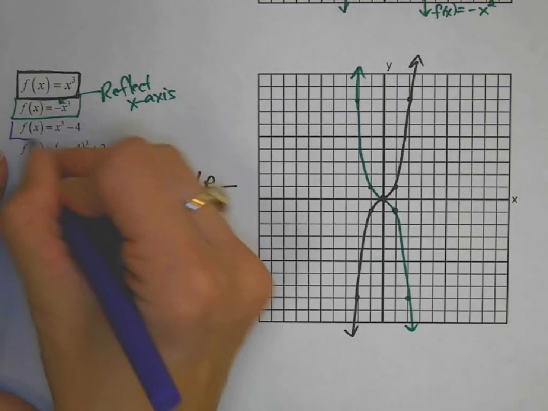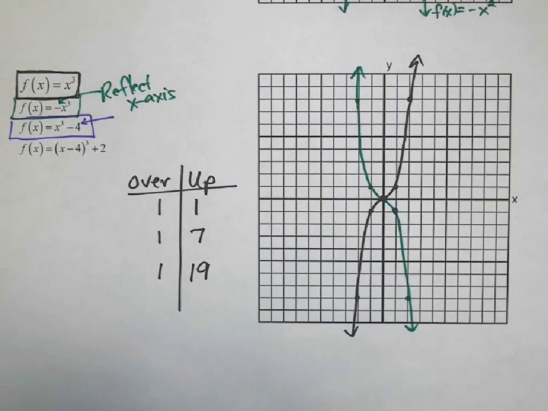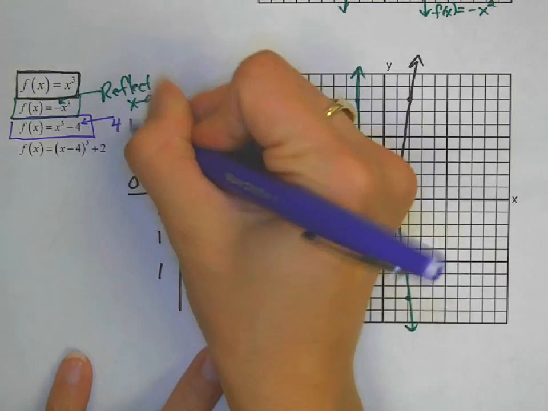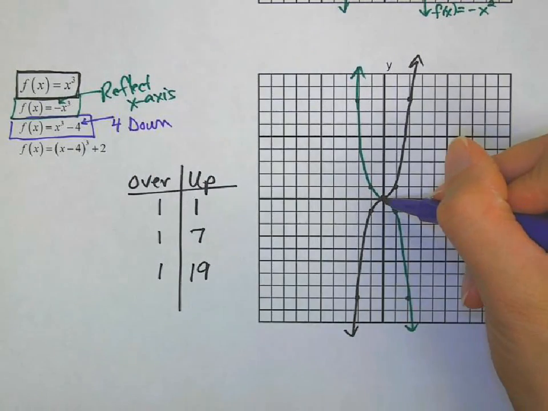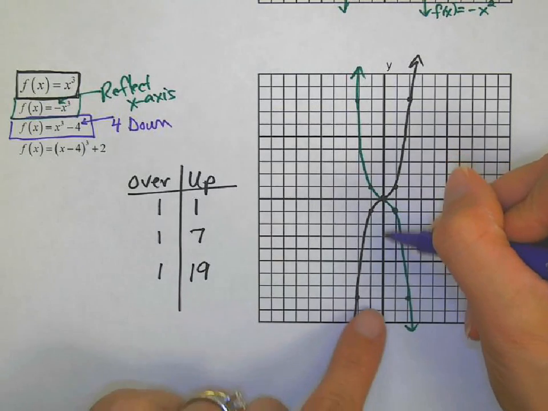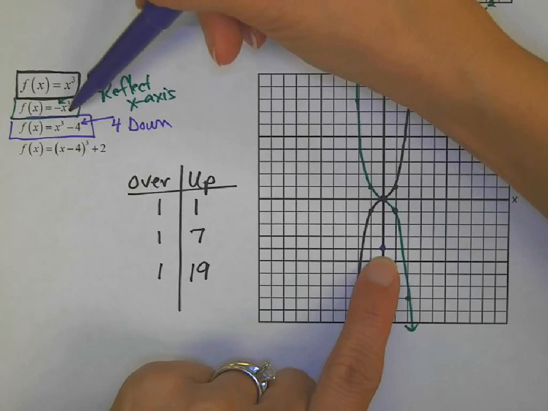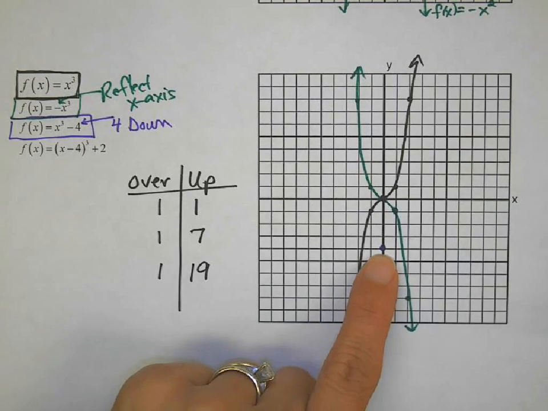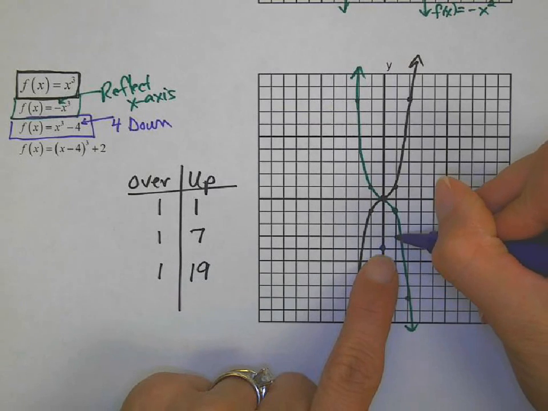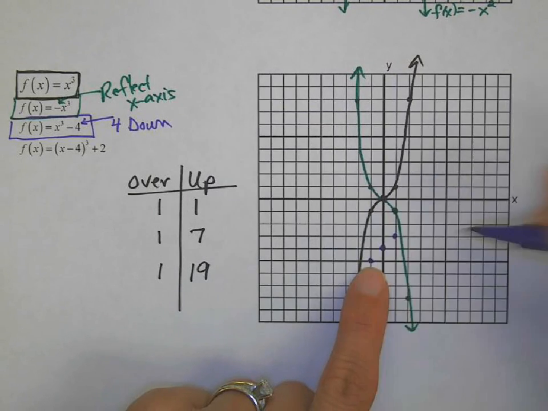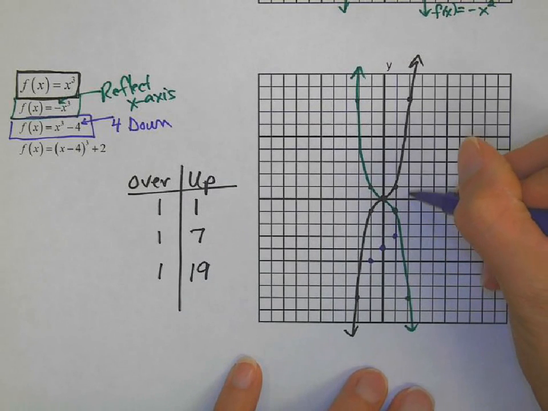Okay, number 3. I've got x cubed minus 4. That 4 wants me to shift down, 4 units down. So your starting point, which used to be on the origin, is now 1, 2, 3, 4 units down. Are there any other transformations? Nope, that's the only one. So we're going to go ahead and start our growth chart. Over 1, up and down 1. Over 1, up 7.